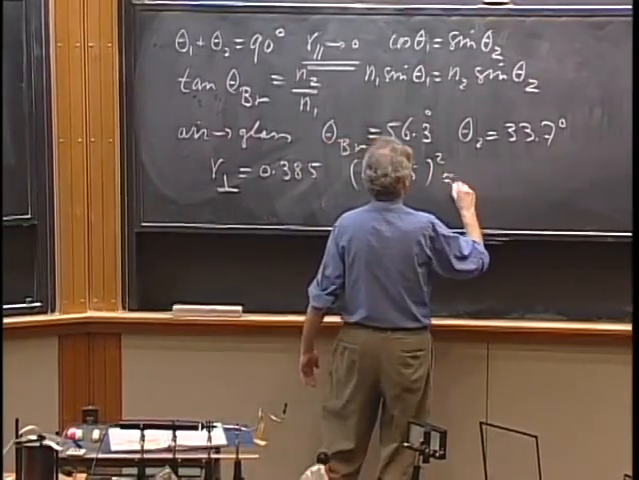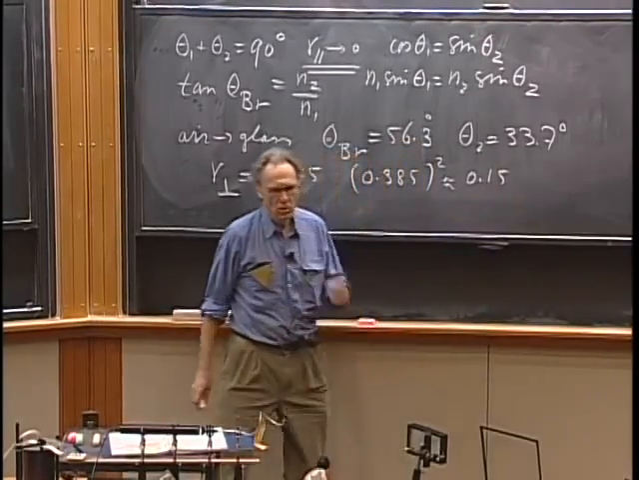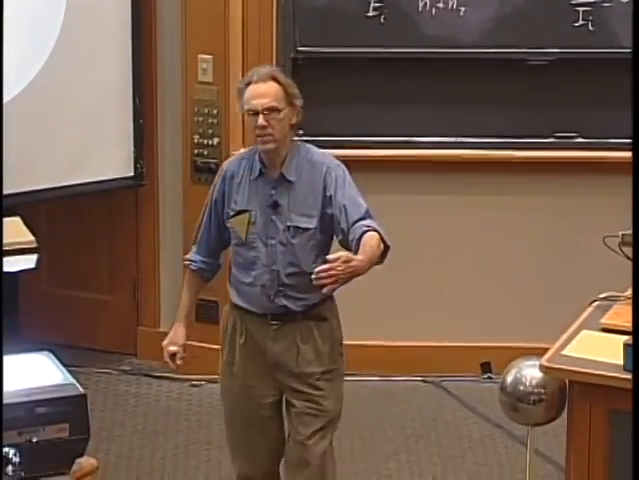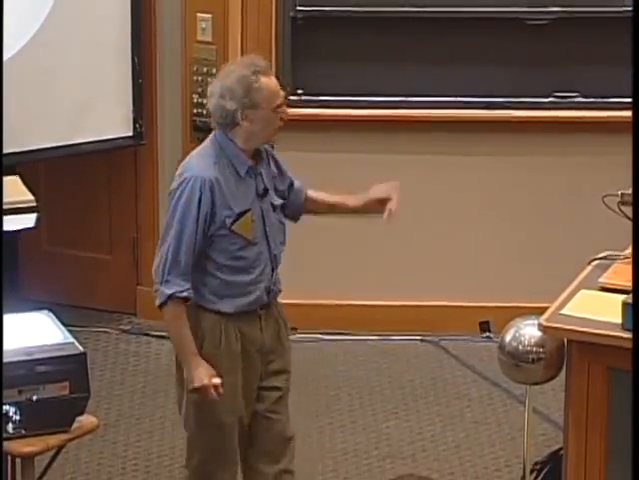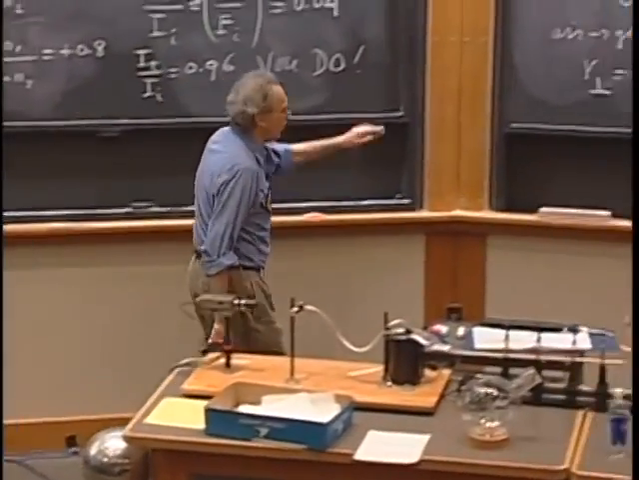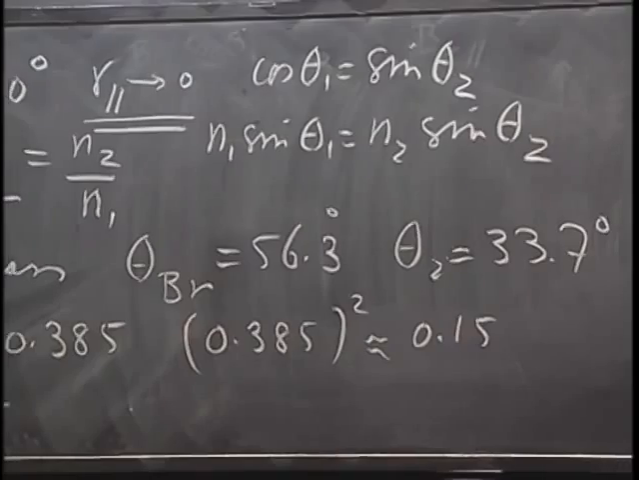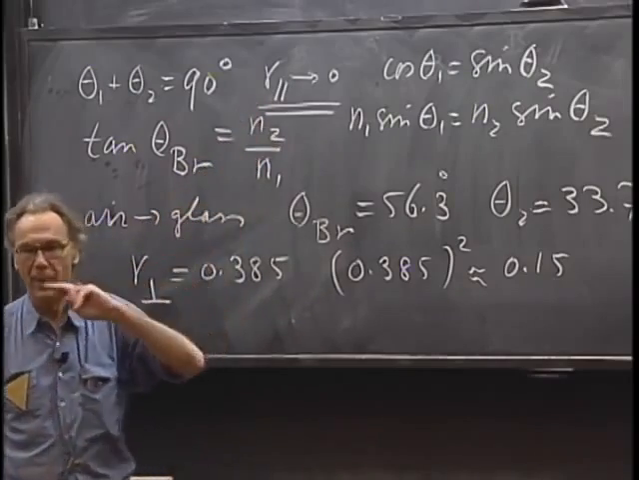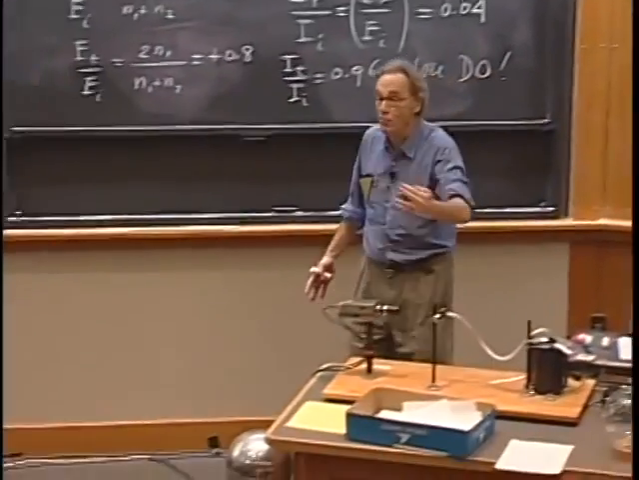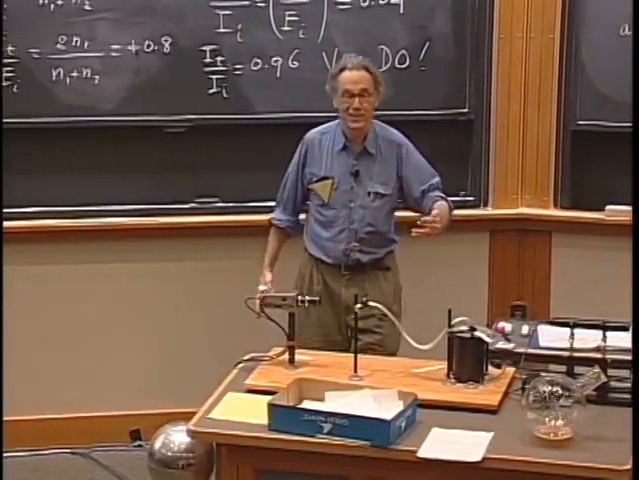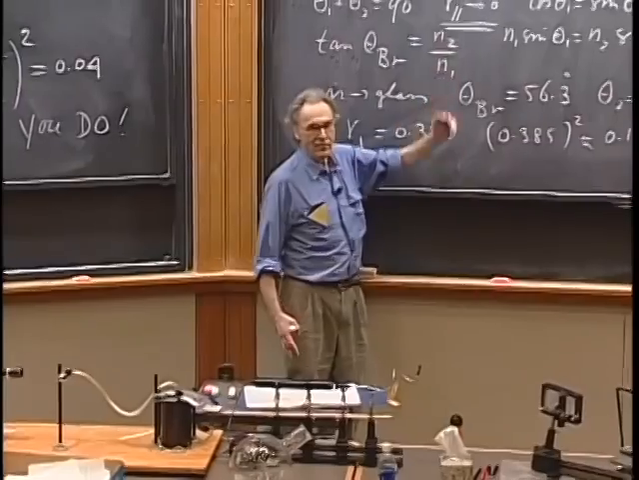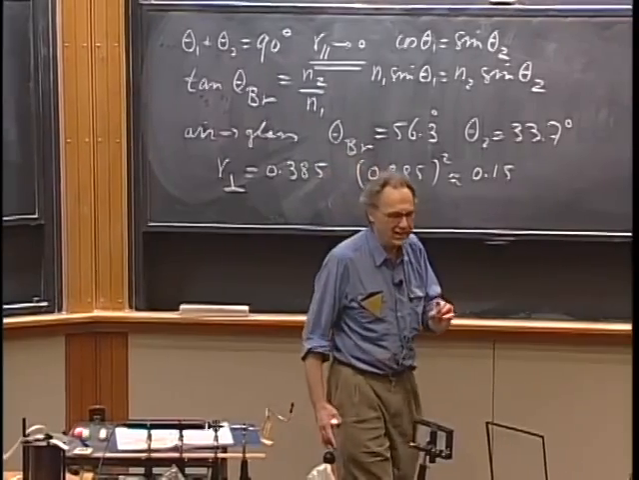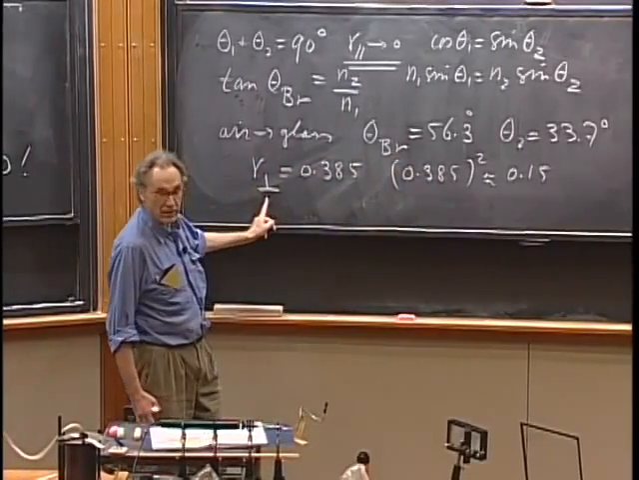squared is about 0.15. What this means is that if you have an E component perpendicular that comes in, then 15% of that will be reflected. And 0% will be reflected of the parallel component. That means if unpolarized light comes in, unpolarized light means that half of it is perpendicular and half of it is parallel, then 7.5% of the incoming unpolarized light will come out 100% polarized in this direction.